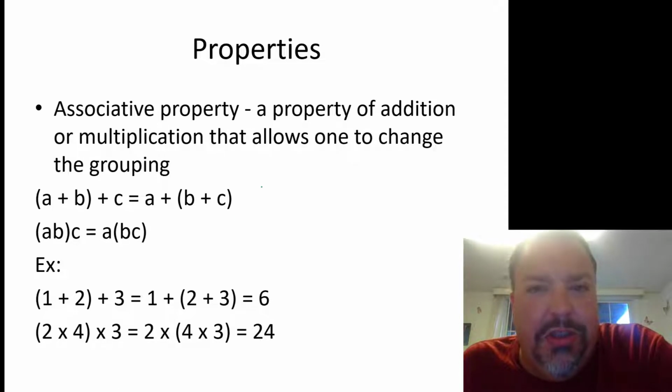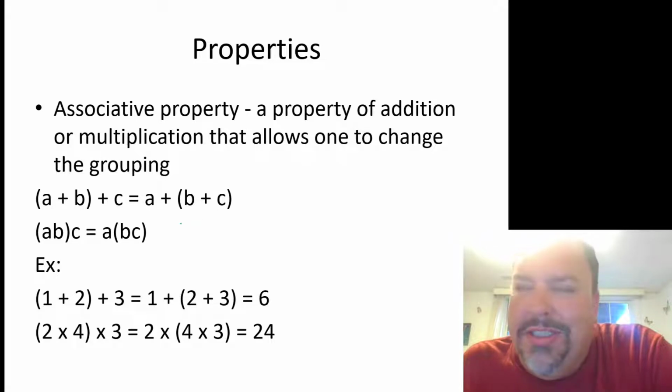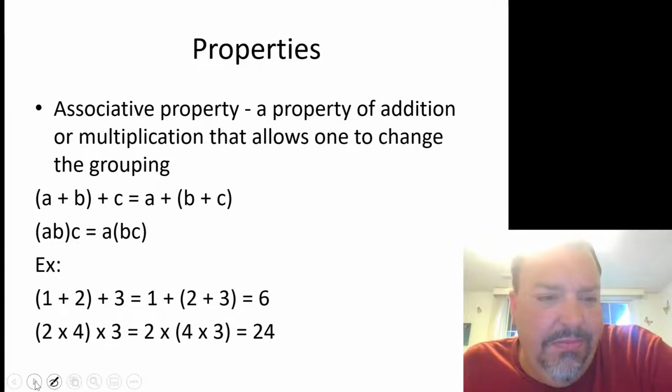Then we also have associative property, and this allows us to change the grouping. So if I have parentheses around the first two terms, A plus B, and then I add C later, that's the same as if I decide to add B plus C first and move the parentheses around those two, and then put the A out in front. And this associative property also works with addition and multiplication. Notice that these properties don't work with subtraction or division.